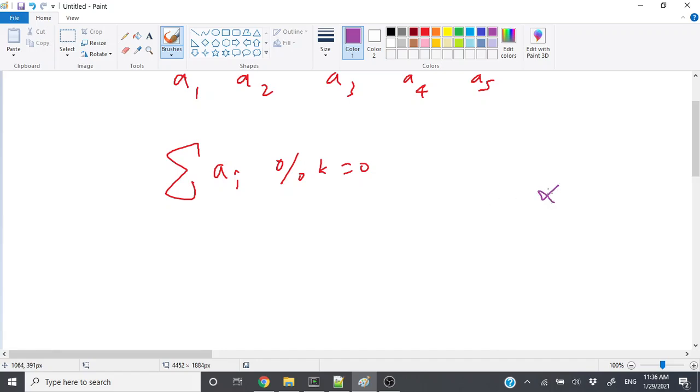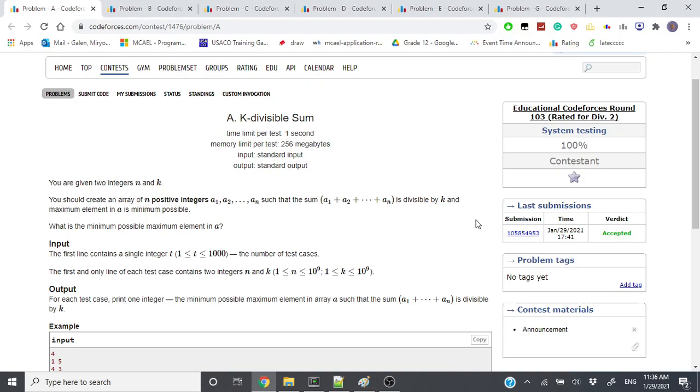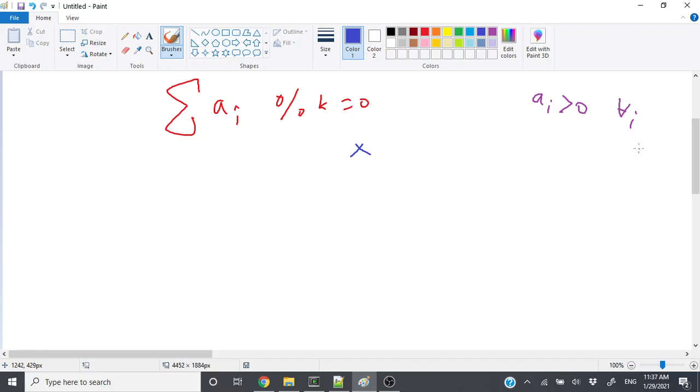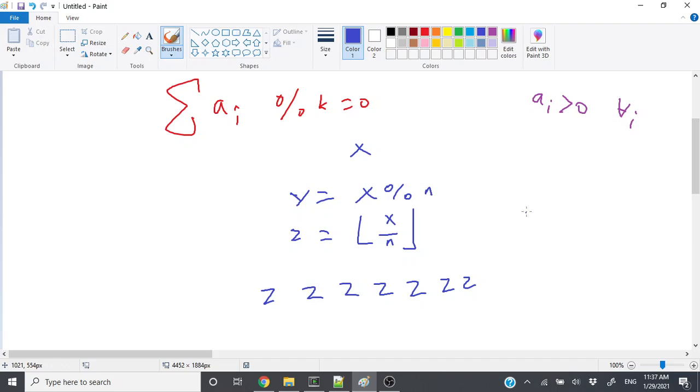So imagine we want exactly x. Oh, and also every element must be strictly greater than 0. For all i, ai is greater than 0. So let's say we wanted exactly x, meaning that we might get rid of this condition for a second. Then the way to minimize the maximum element is to make the elements as close as possible. And the way to do that is to let the quantity y be x mod n, and then let the quantity z be the floor of x divided by n.